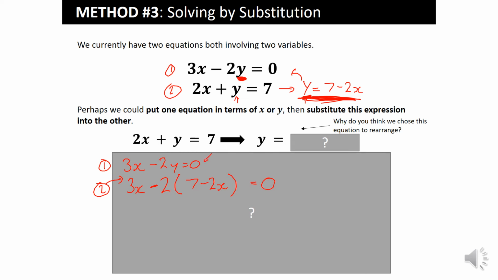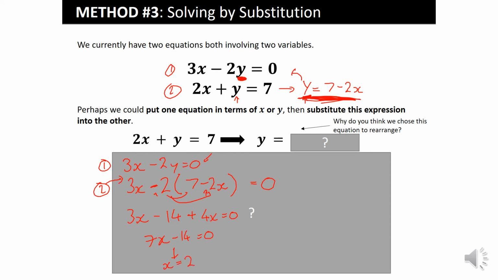Okay, so then now I need to expand out the brackets. So I've got 3x minus, and then 14, plus, because I've got a minus and a minus, 4x equals 0. So then collecting the like terms, I've got 7x minus 14 equals 0. So then do a bit of algebra and we end up with x equals 2.